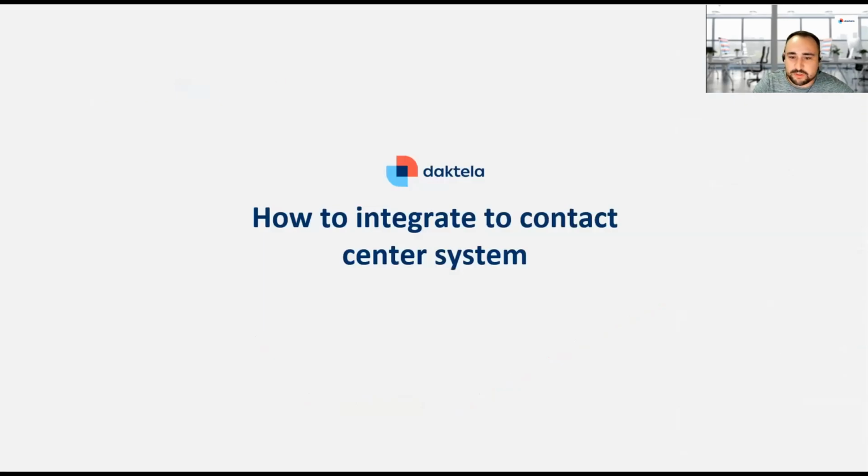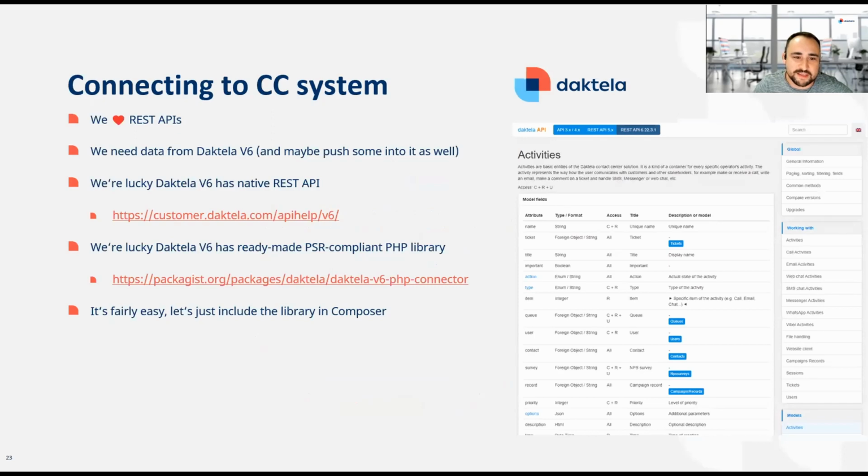Then there's the subpart of how to integrate the contact center system. This is actually a fairly easy thing to do. We love REST APIs in Dactyla. We are pretty open to integrations. Because we need data from Dactyla v6 and maybe push something back to Dactyla, we will be implementing this system, our system, of course. We're lucky that Dactyla v6 has a native REST API.